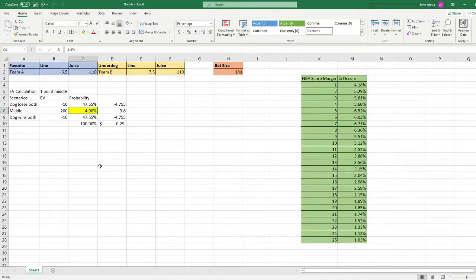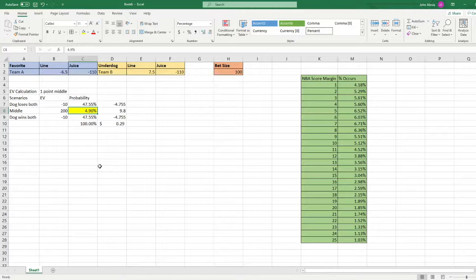Now, I have a chart on every single one of these middles. So the number for a 3 or a 4 or a 5, 6, and so on. I've got numbers for all of those. And if you want that, just leave me a comment down below and I'll get that to you.